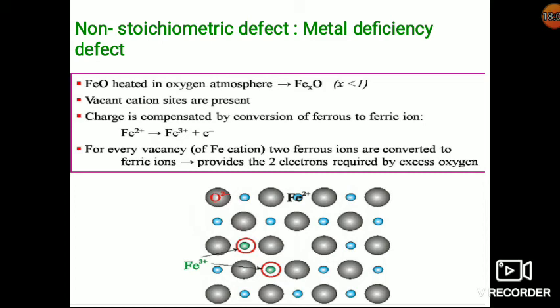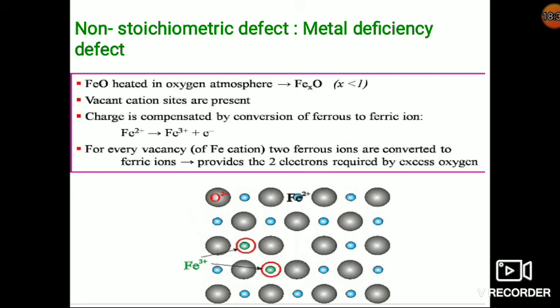Now this kind of defect happens for the same type of iron, but the charge is different. So here also the stoichiometry gets disturbed, and hence it is called a non-stoichiometric defect. So here you see, when you heat iron oxide in an oxygen atmosphere, it forms Fe(x)O, where x is less than 1. Vacant cation sites are present. Which one is the vacant cation site? That is the site for Fe2 plus.